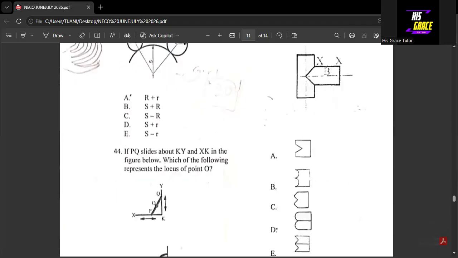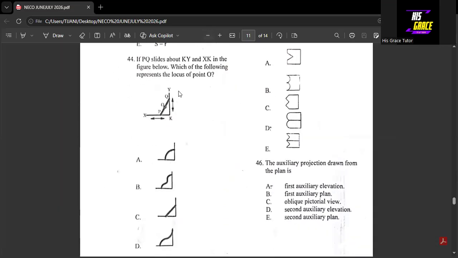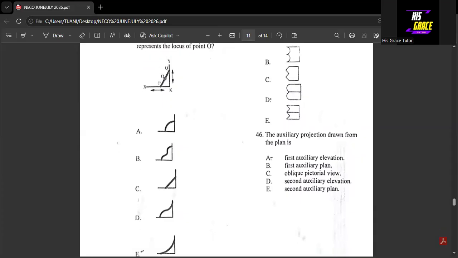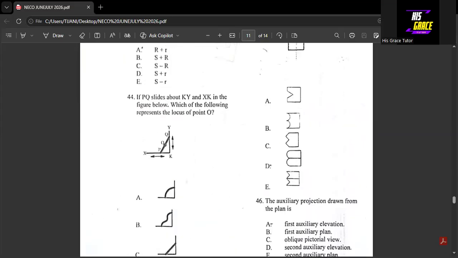Then moving on to question 44. So question 44, we have that if PQ slides about KY and XK in the figure below, which of the following represents the locus of point O? So the locus of point O here, we have it down here. So that gives us option E as the answer to question 44.